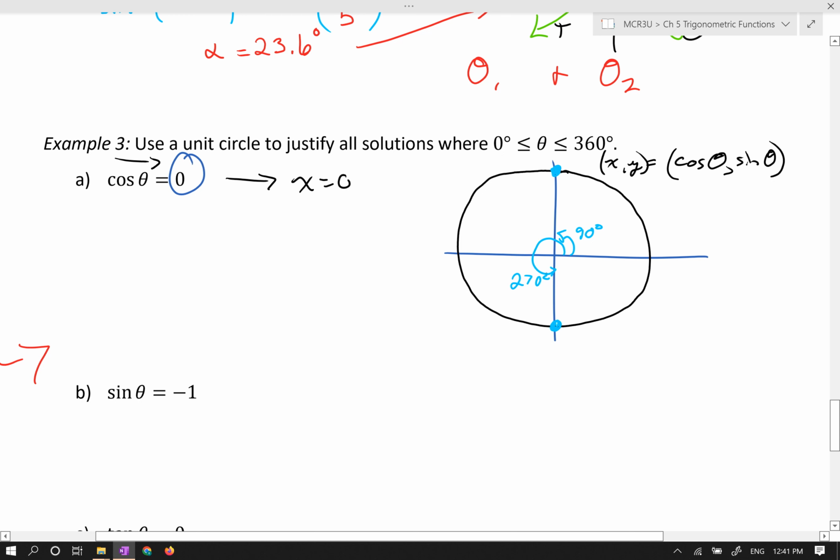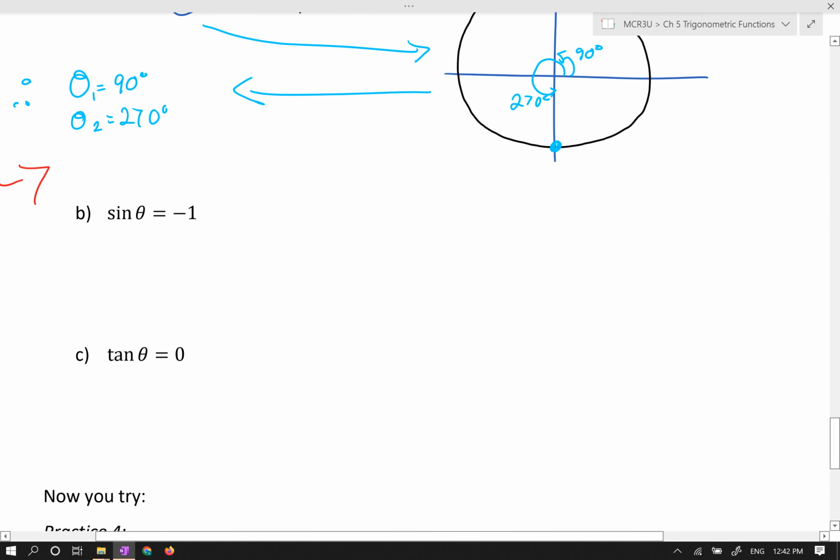So it's that easy. If you're justifying your work here, you need to sketch a unit circle, and then you just find those two angles. Theta 1 is equal to 90 degrees. Theta 2 is equal to 270 degrees. It's that easy. We can just throw a therefore statement right beside it. Fantastic. All right, so try it out for the sine of theta equal -1.